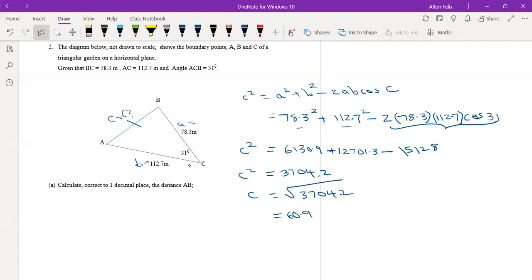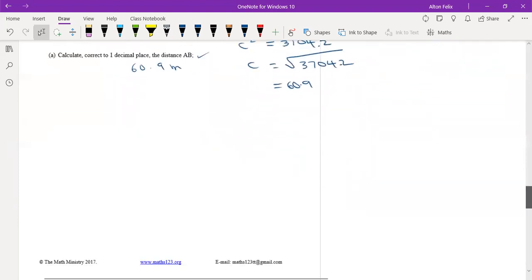So let's put that in here. This figure is 60.9 meters. So we got the distance AB, 60.9 meters. Let's see what the second part is asking us to do. Most likely want us to find the area now.